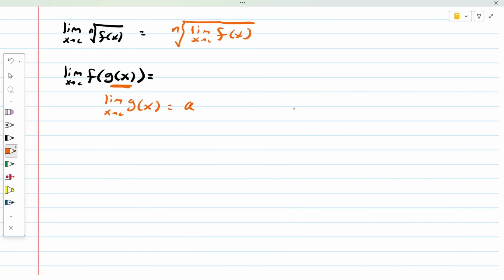Then we take this a and we say the limit as x approaches a of the outside function, which in this case is f of x. And that'll equal some value, and that is the answer. And so you have to do the inside function first, and then whatever you get, you take that limit of the outside function, and you get your answer.